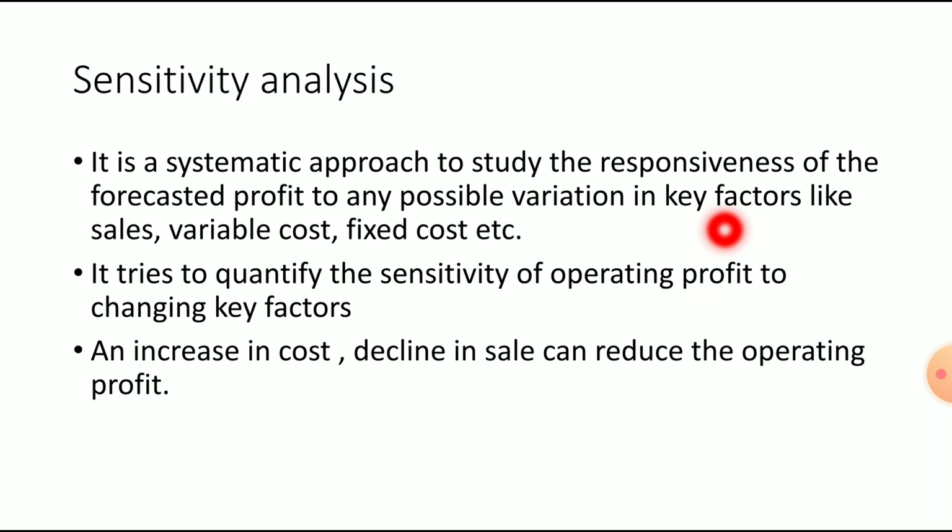So sales ಅಲ್ಲಿ ವೇರಿ ಆದರೆ ಪ್ರಾಫಿಟಲ್ಲಿ ಎಷ್ಟು ಚೇಂಜಸ್ ಆಗ್ತದೆ, that is going to be studied with the help of this sensitivity analysis. So it tries to quantify the sensitivity of the operating profit to changing key factors, like sales, variable cost, fixed cost. So any increase in cost and decline in sales reduces the operating profit. So what is the percentage of change that has happened in operating profit, that we are going to study.